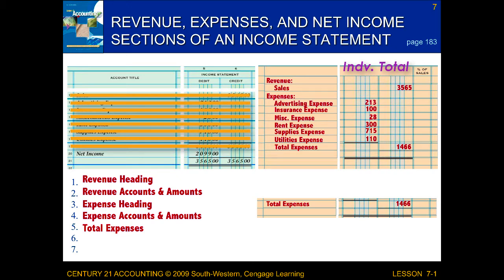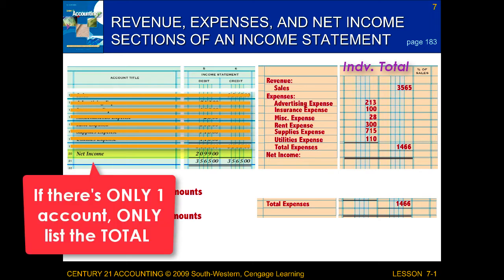Okay, if I look back at my worksheet, the only number that I don't have accounted for yet is my net income. So you would put your net income or your net loss next. In this case, we have a net income, so I'd write net income. And then again, this doesn't have individual amounts, it just has one total net income amount. So I'm going to take that total of $2,099 for my net income and put it in the total column, which is the right column. I'm going to write that $2,099.